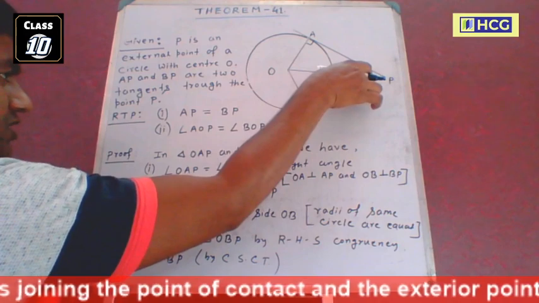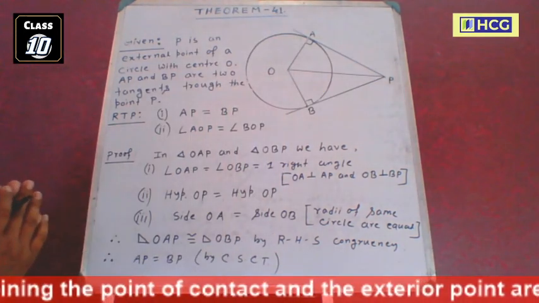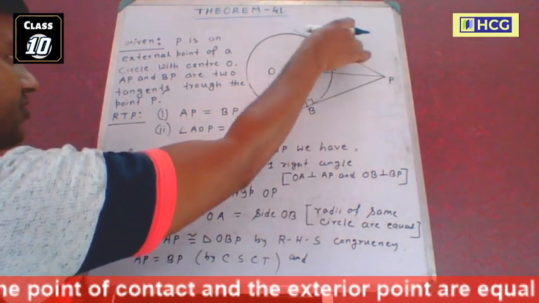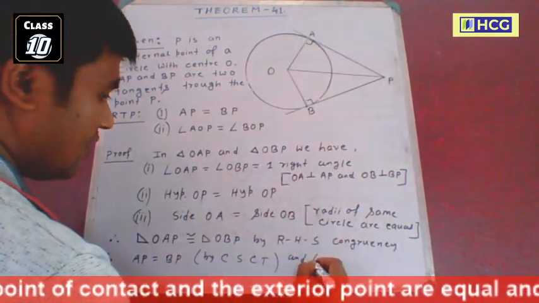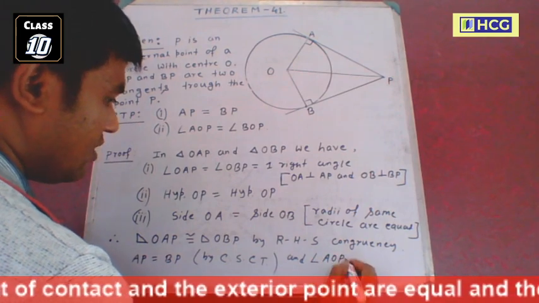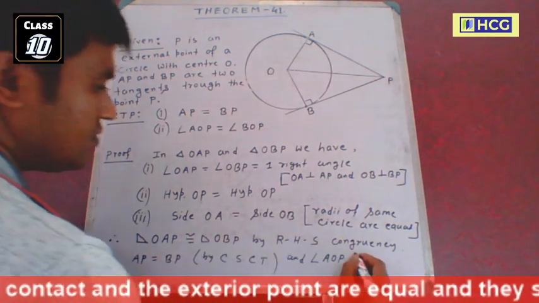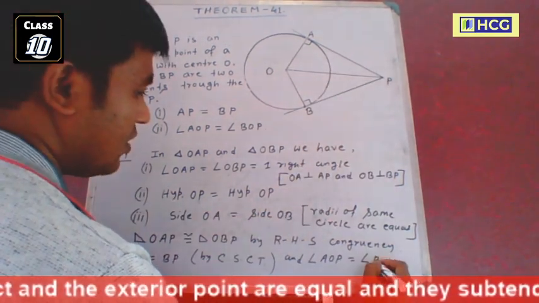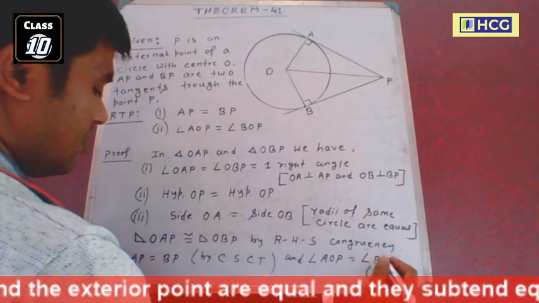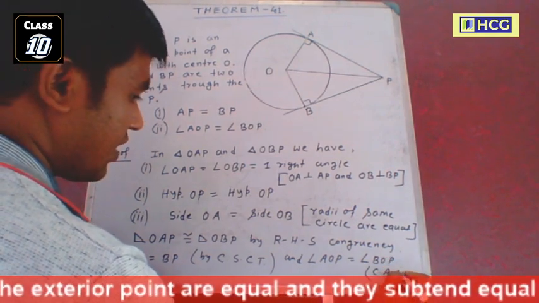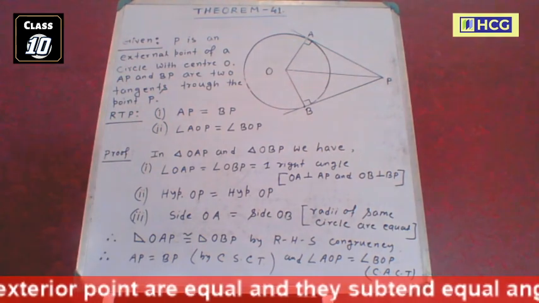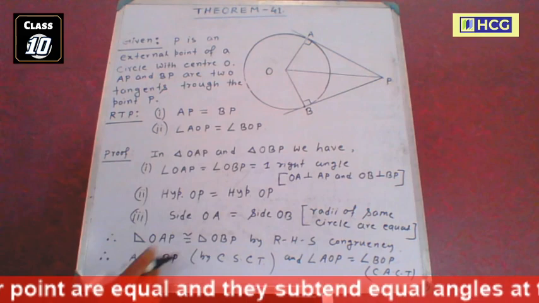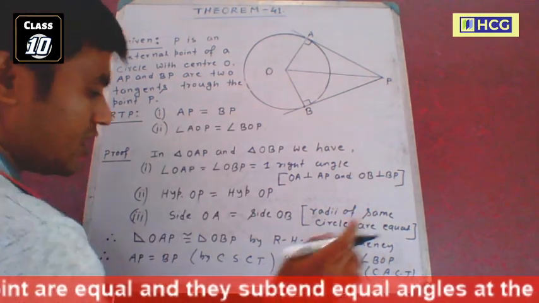AP and BP are corresponding sides, so their opposite angles are corresponding angles. The opposite angle of these sides: angle AOP equals angle BOP. Corresponding angles of congruent triangles are equal. Corresponding sides of congruent triangles are equal. Now we have proved the theorem: AP equals BP and angle AOP equals angle BOP.